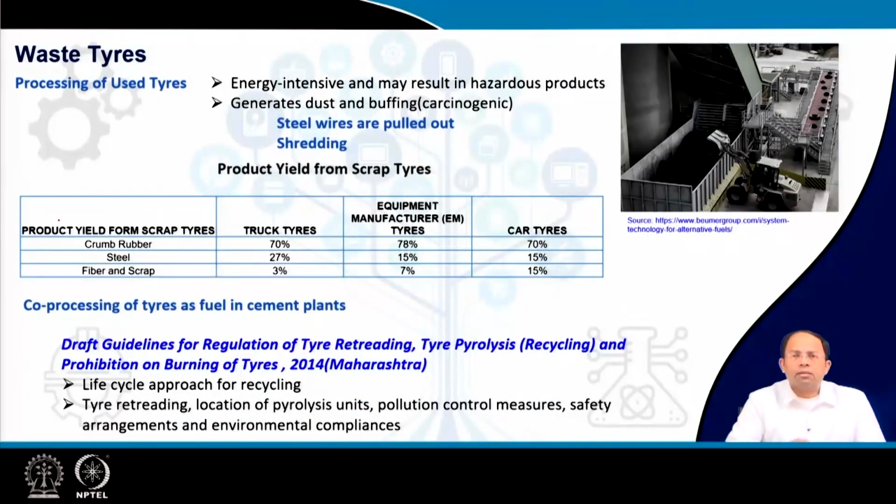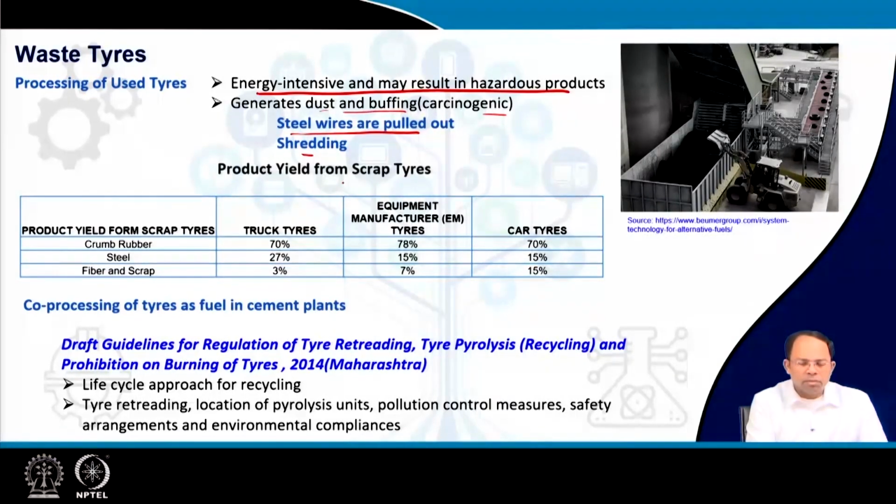Now if we cannot reuse, then we can process some of this also. The processing is energy intensive and may result in some hazardous products. Usually when we do the processing, a lot of dust and buffing is produced, which is carcinogenic. The tires have steel wires which need to be separated, and once the steel wires are separated, we can shred the tires into smaller pieces.